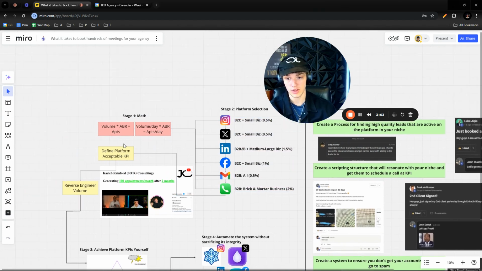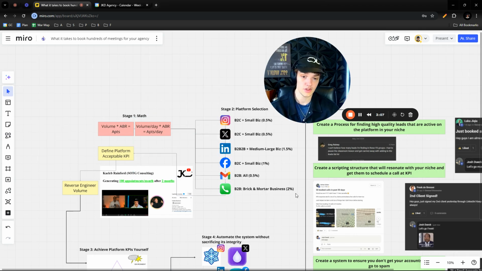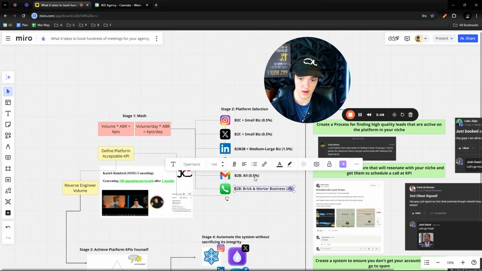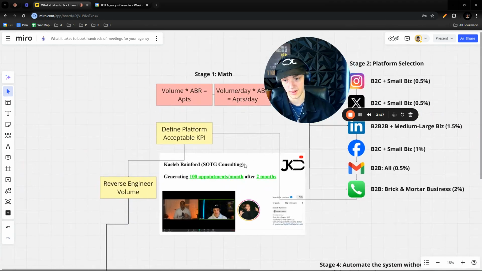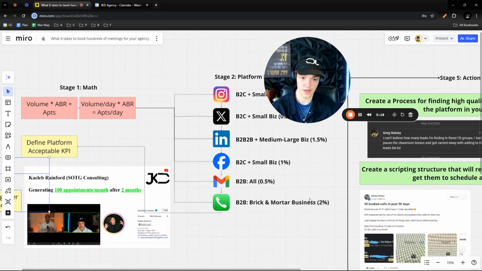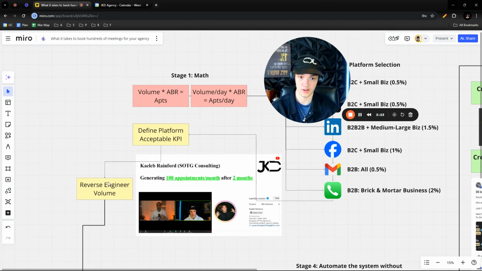Now, what you want to do is define the platform acceptable KPI, right? When you choose your platform, these are typically the average KPIs that I see on these platforms that are acceptable, okay? If you have anything lower than this, it's not really worth scaling, and it's better to just try and find these KPIs and these appointment booking rates, okay? Then once you have these KPIs, these are your ideal KPIs, again, minimum, you're going to reverse engineer the volume you need to do, okay?